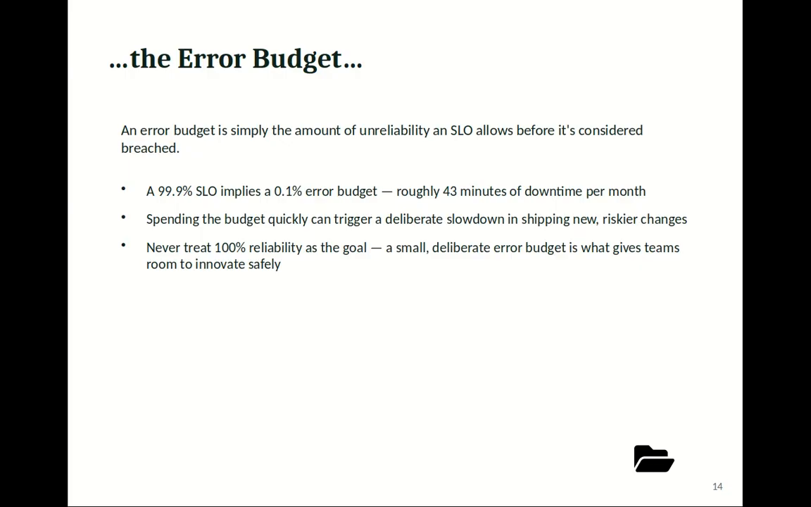The error budget. An error budget is simply the amount of unreliability an SLO allows before it's considered breached. A 99.9% SLO implies a 0.1% error budget, roughly 43 minutes of downtime per month. Spending the budget quickly can trigger a deliberate slowdown in shipping new, riskier changes. Never treat 100% reliability as the goal. A small, deliberate error budget is what gives teams room to innovate safely.